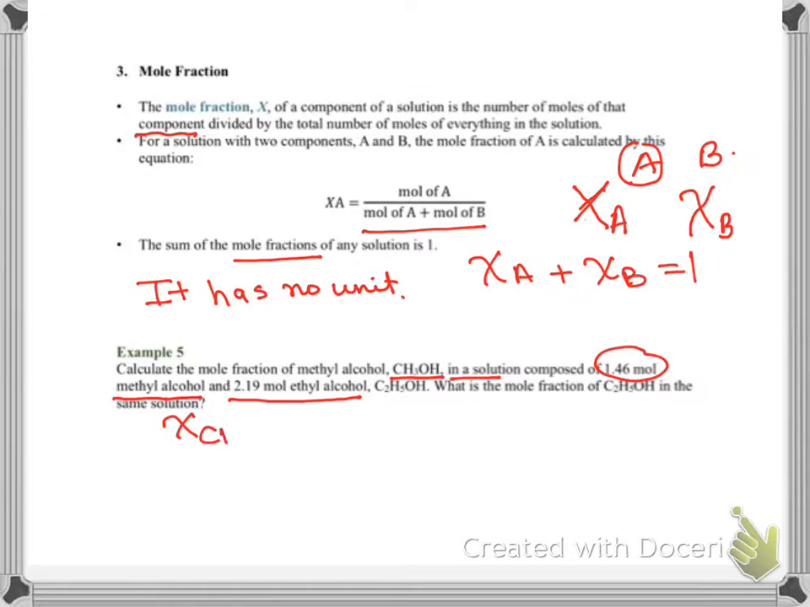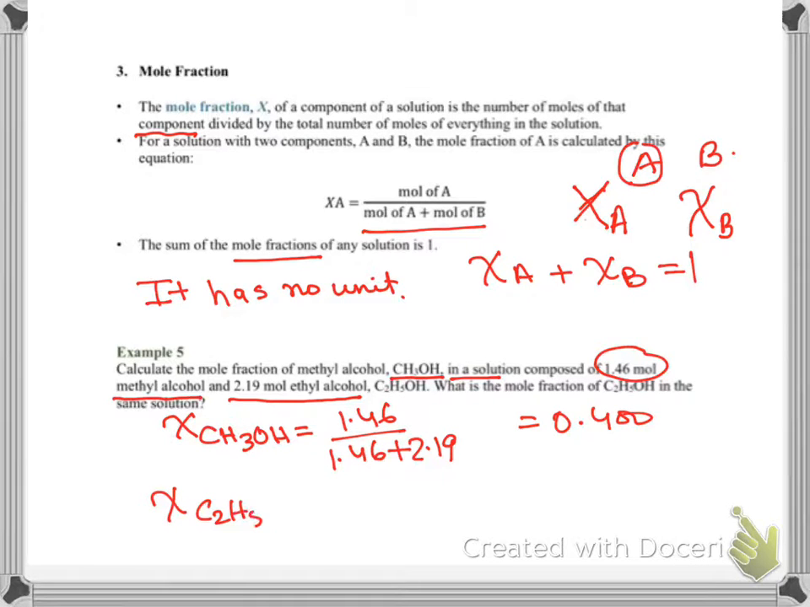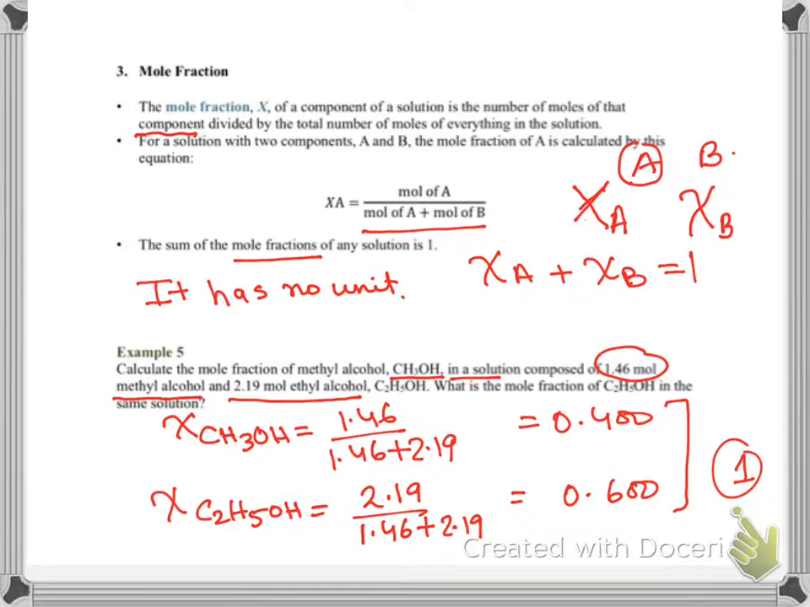So mole fraction of methanol will be moles of methanol divided by total moles, and which is going to be this, and mole fraction of ethanol, which is C2H5OH, will be equal to 2.19, which is moles of ethyl alcohol, divided by total moles, and that should be 0.600. And if you look, this is made up of these two things, and if you add them, it is 1, because we said the sum of the mole fractions is always 1.